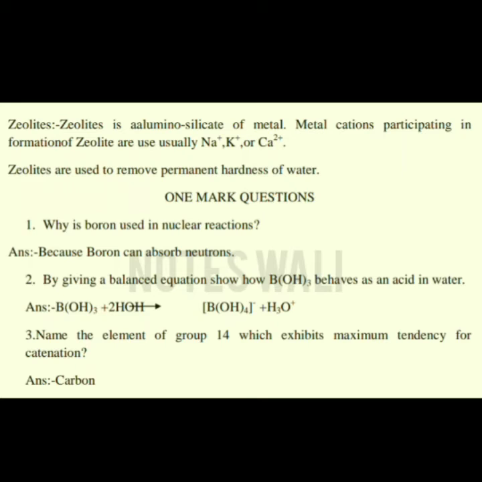Next is zeolite. Zeolite is an aluminosilicate of metal, and we have also studied its formula in the chapter hydrogen, where we used it to remove the permanent hardness of water.